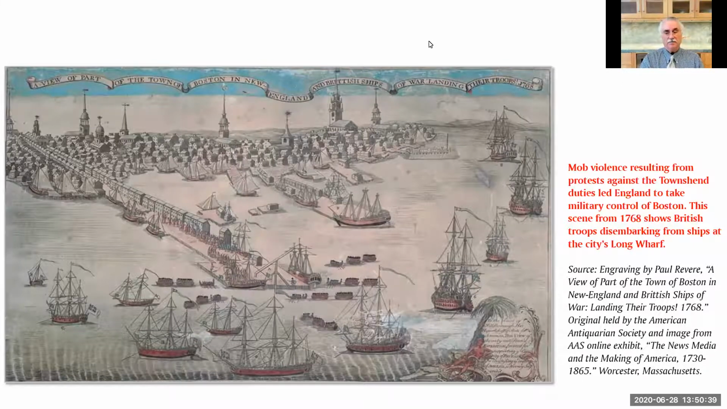Mob violence resulting from the protests against the Townshend duties led England to take military control of Boston. This scene from 1768 shows British troops disembarking from their ships at the city's Long Wharf. If you look carefully, you can see that wharf going all the way out there, and the ships stopping there, and then soldiers in red, the redcoats, getting off and marching into the city, because Boston was very much at the forefront of resistance.